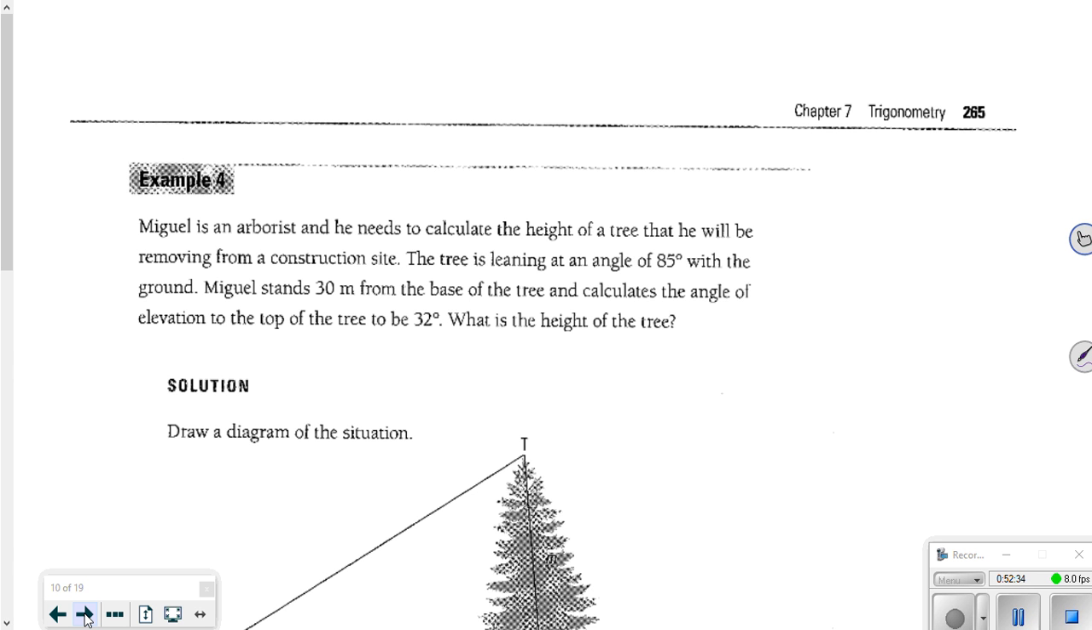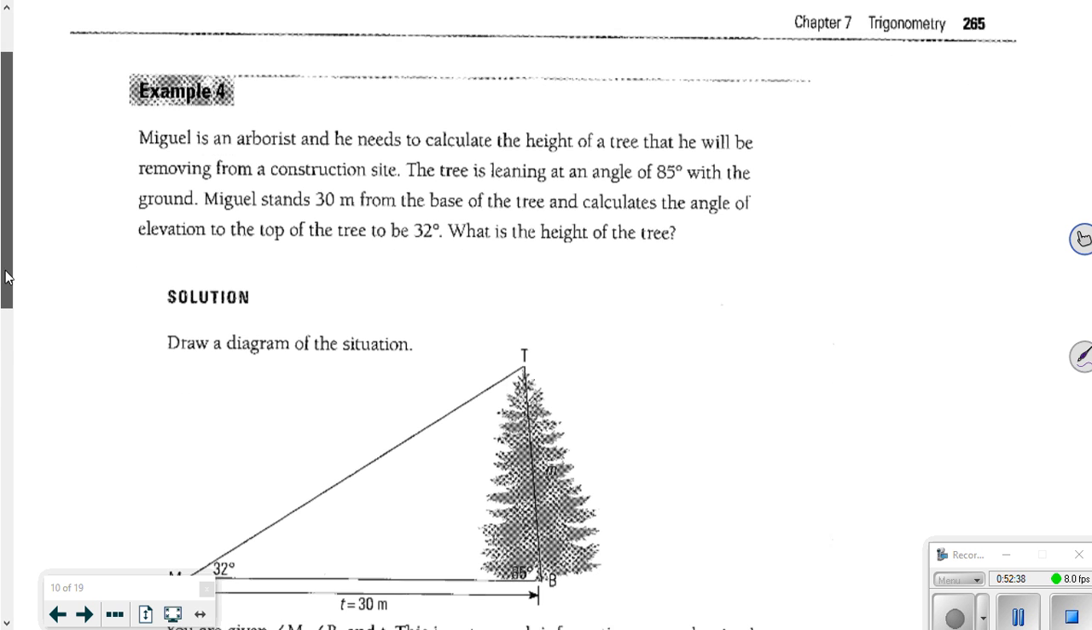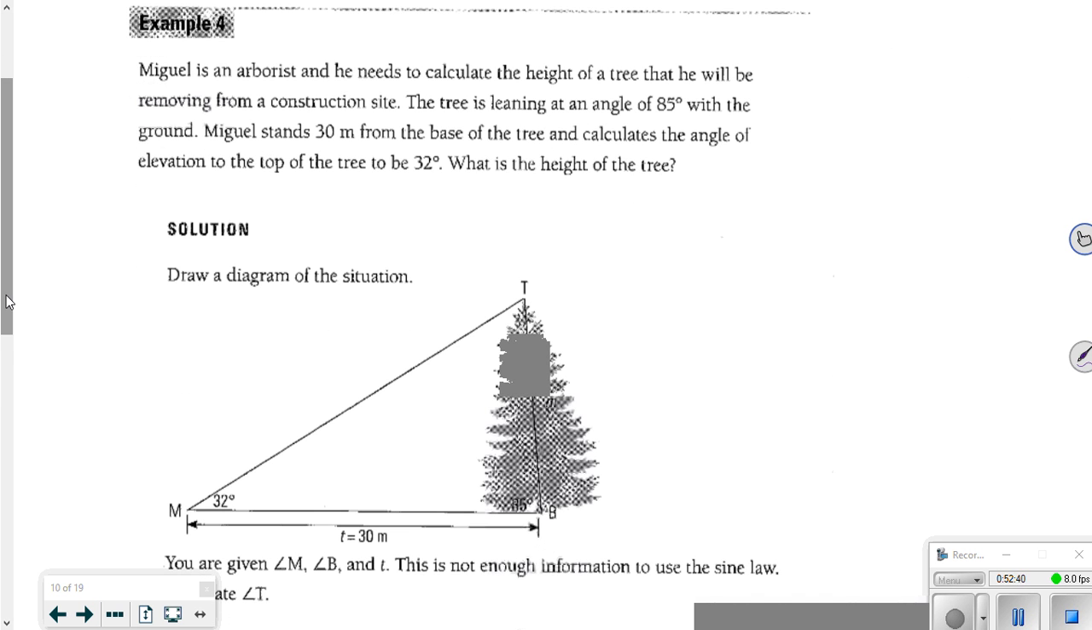The next thing that the workbook does is it gives you word problems. Triangles are never just triangles. They try and put them into real world contexts. So this one says, Miguel is an arborist and he needs to calculate the height of a tree that he'll be removing from a construction site. The tree is leaning at an angle of 85 degrees with the ground. Miguel stands 30 meters from the base of the tree and calculates the angle of elevation to the top of the tree to be 32 degrees. What's the height of the tree?